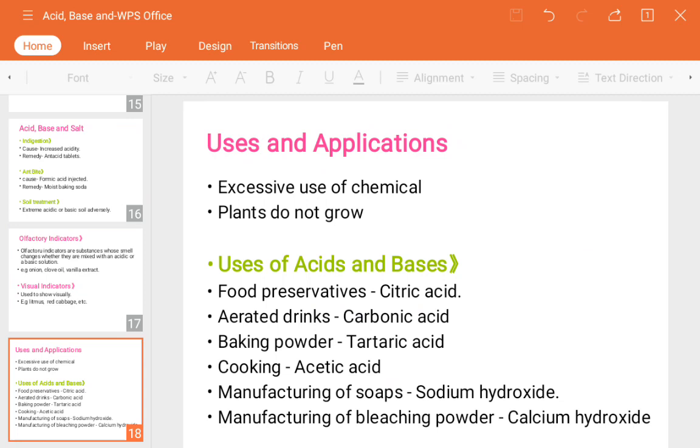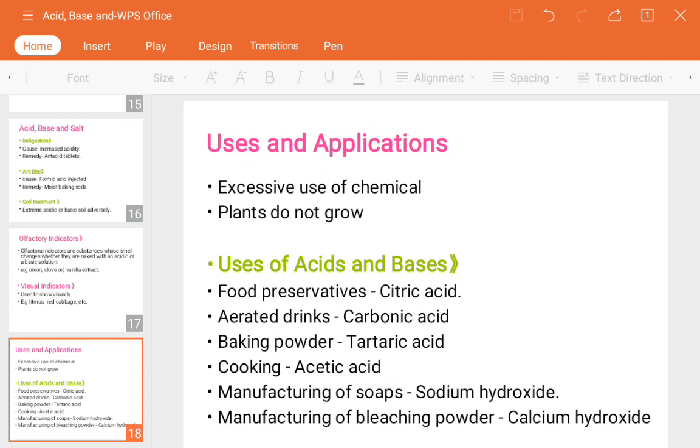Next, plants do not grow well. At that time what happens is that the soil is either too acidic or too basic. Due to excessive acidic or basic manures, organic materials or fertilizers, the plant growth is affected. Next are uses of acids and bases. Which acids and bases can we use in our daily life? Food preservatives: in food preservation, what type of acid do we use? Citric acid, which we know is mostly available in lemon-like fruits.